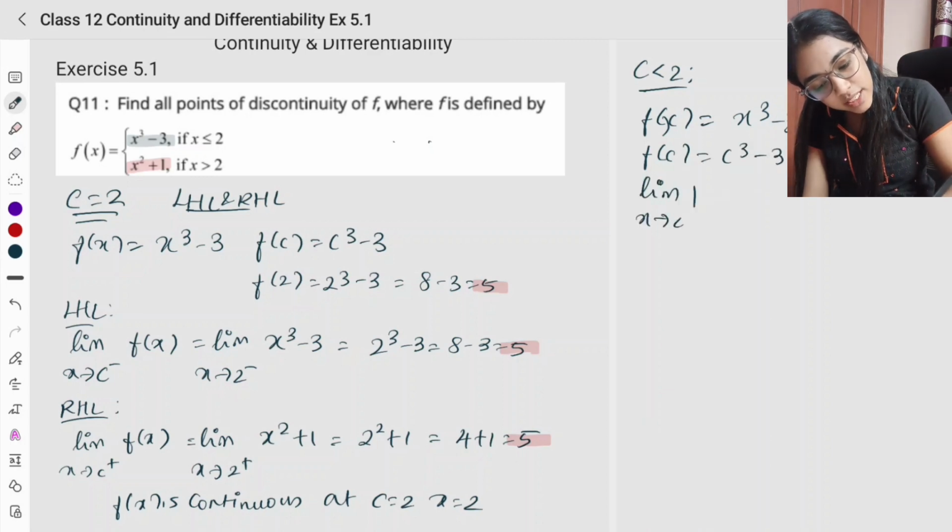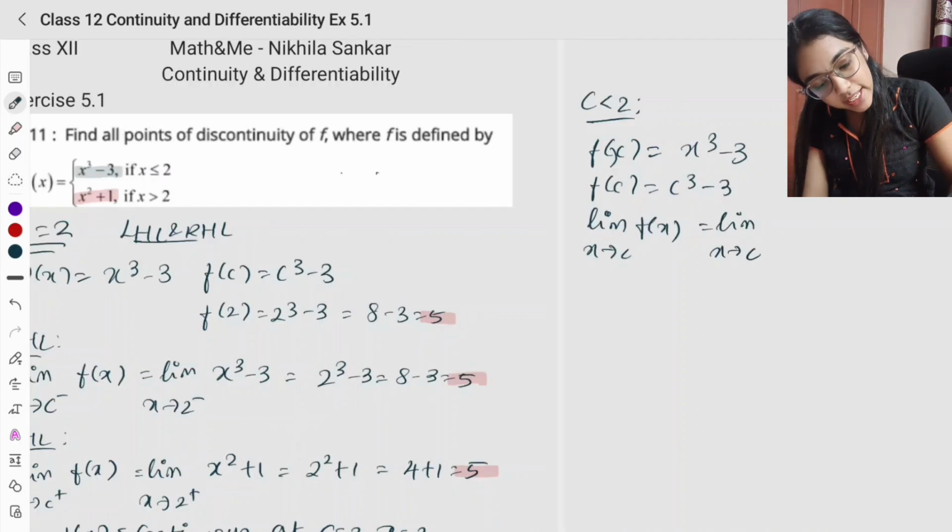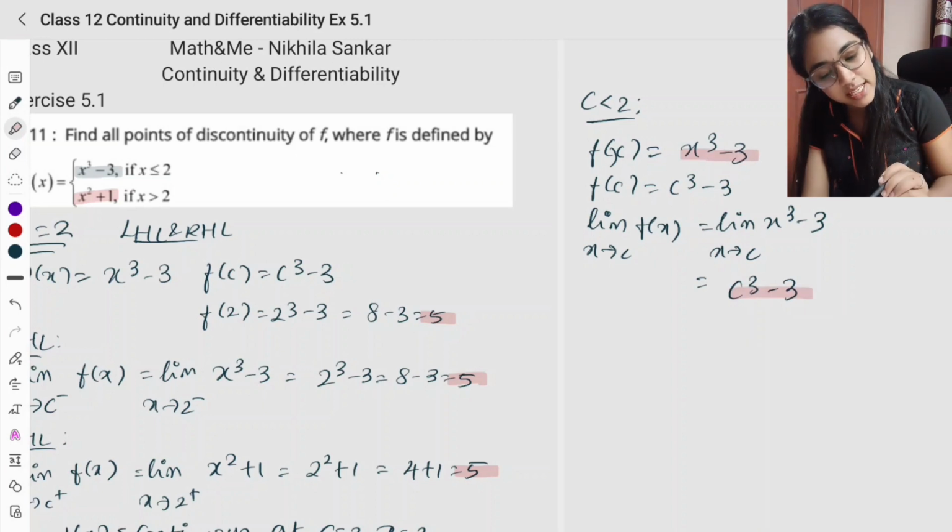Similarly, limit x tends to c of f of x is going to be limit x tends to c of f of x oda value enna? C less than 2 it is going to be x cube minus 3. C substitute panna, I'll have c cube minus 3. So இந்த இடத்துல என்ன தெரியுது? x cube minus 3 and c cube minus 3 are equal. So at c less than 2 it is continuous. C less than 2 the function is continuous.